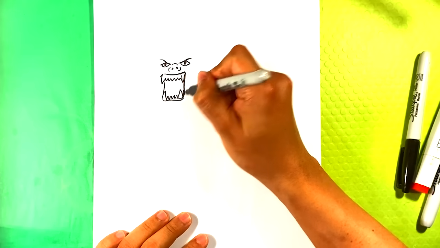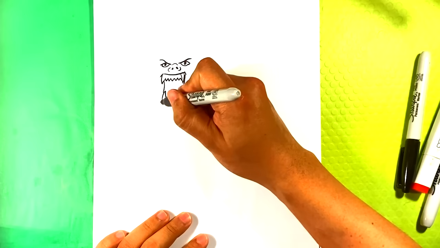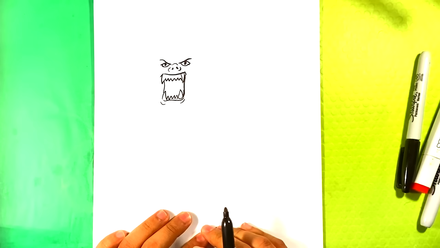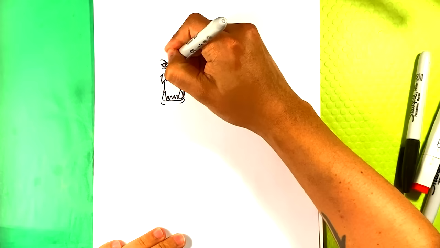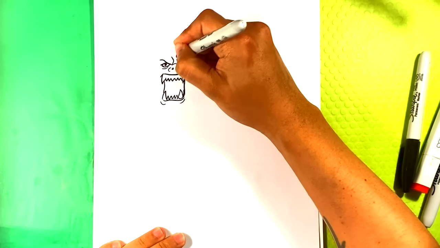Curve underneath here. Line over here, line over here. Line under here, line over here. Line underneath, up, line underneath, up.